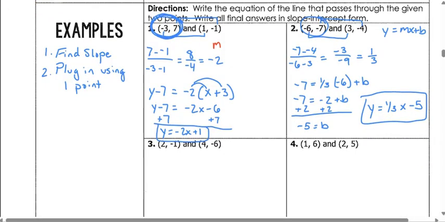Okay, so I want you to go ahead and pause here and try example 3, and then when you come back, I'll have the solution for you.